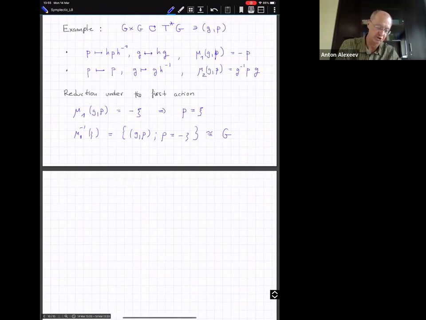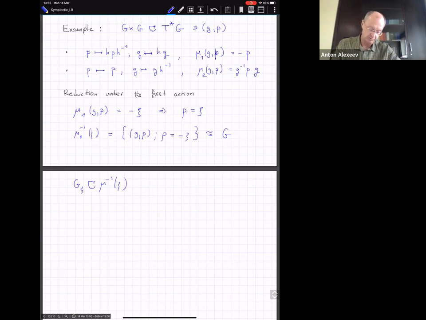Now, what's the G action? Or better say, the G_psi action. So G_psi should act on mu^{-1}(psi). And this action is like this: P maps to H P H^{-1}. But now H is in the stabilizer, right? So this is, of course, equal to P, which is equal to psi. And then G maps to HG. And this is an action by left translations.